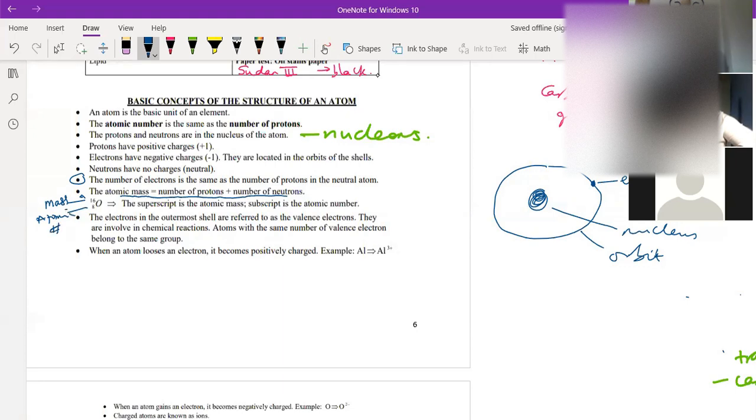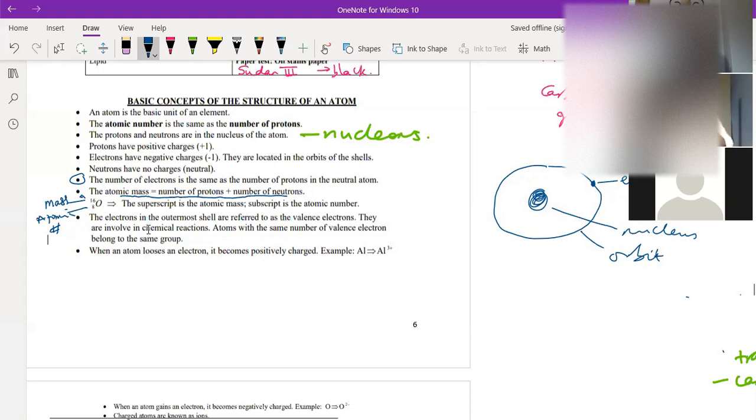Okay. Now in the periodic table, it's the other way around, right? In the periodic table, you see that they write the atomic number above the symbol of the element, and then you have the atomic mass below, right? If you look at the periodic table. Okay. But if you write like this, this is what it means.